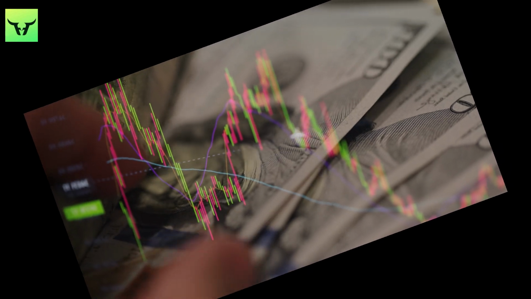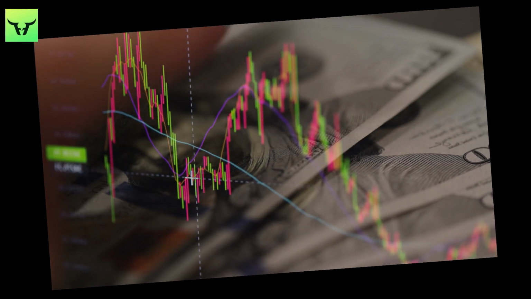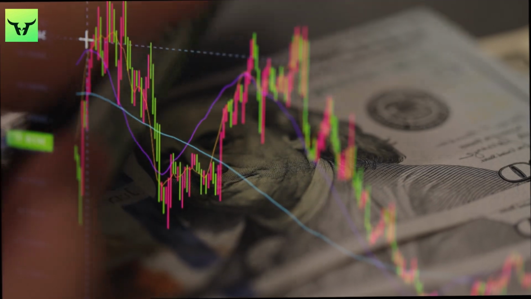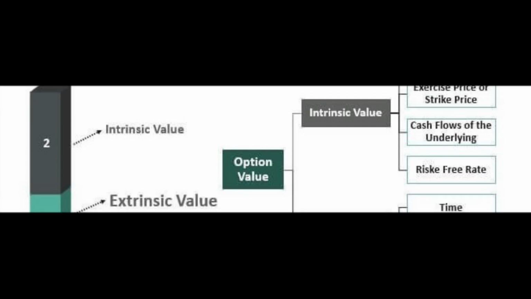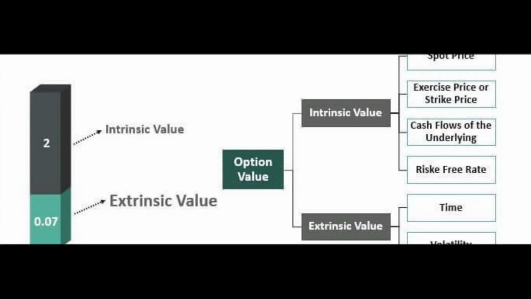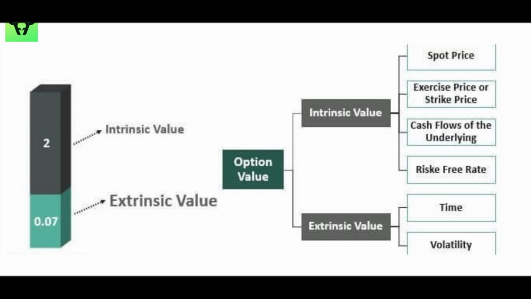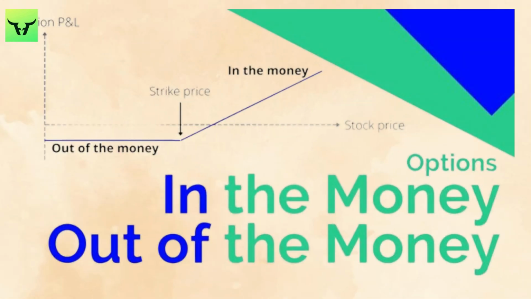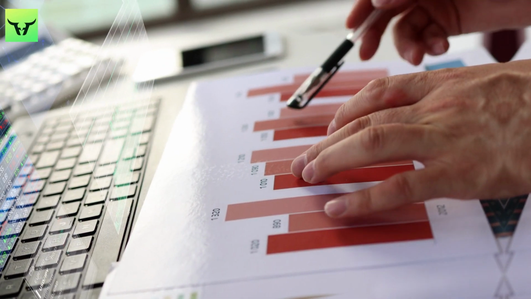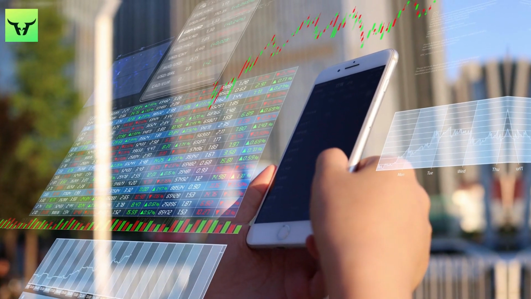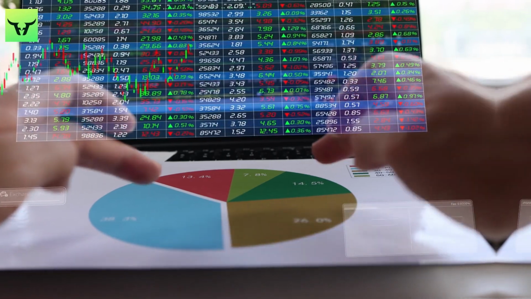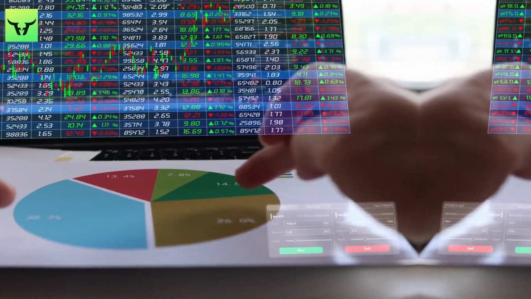Intrinsic value and extrinsic value. Intrinsic value is the difference between an option contract's strike price and the current price of the underlying asset. Extrinsic value represents other factors outside of those taken into consideration in intrinsic value that affect the premium, like how long the option is good for. In the money and out of the money. Depending on the underlying security's price and the time remaining until expiration, an option is said to be in the money, profitable, or out of the money, unprofitable.